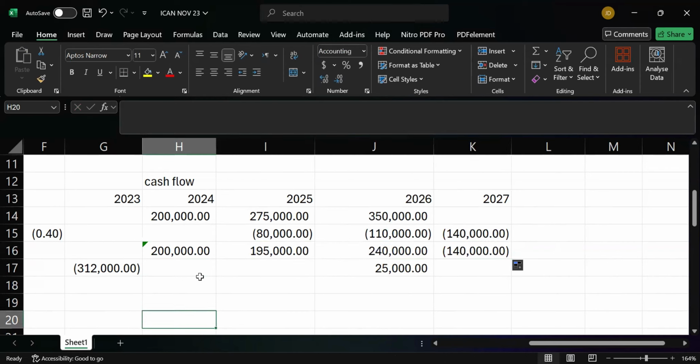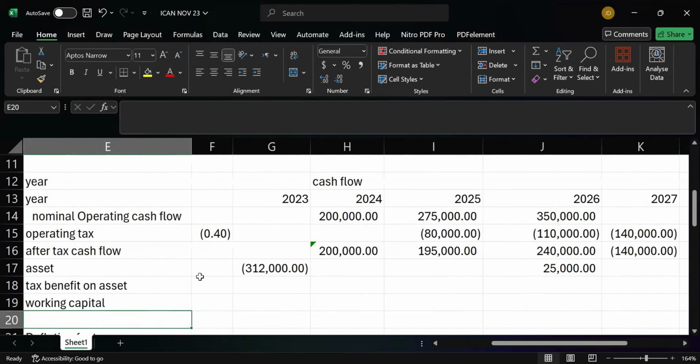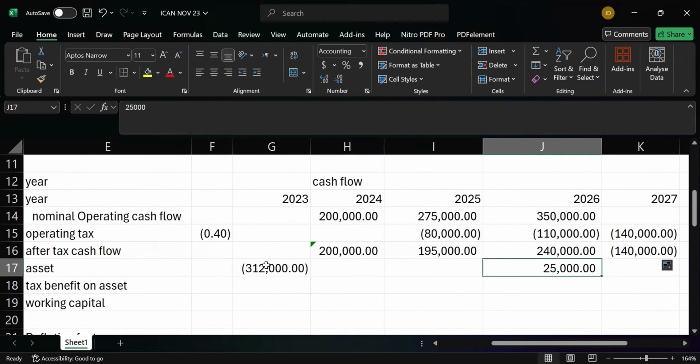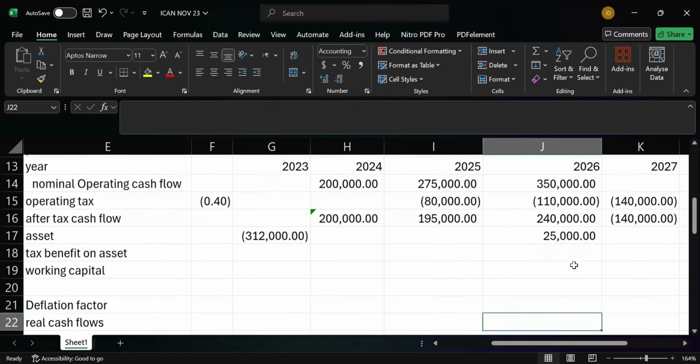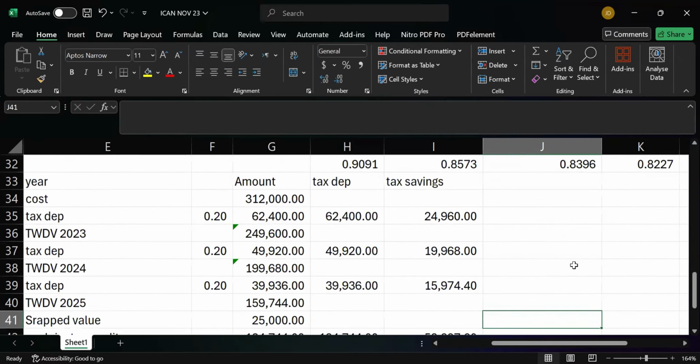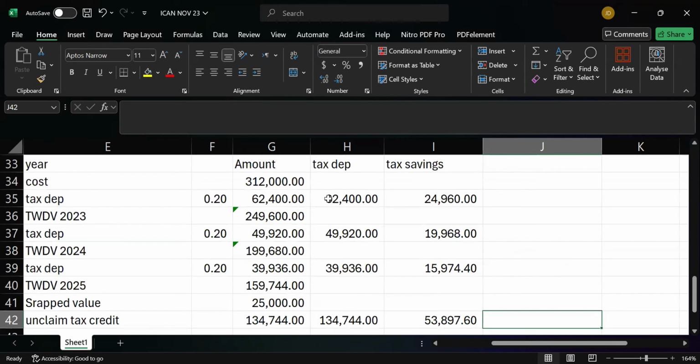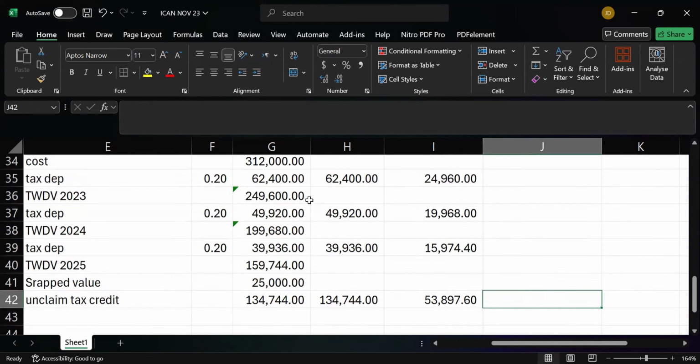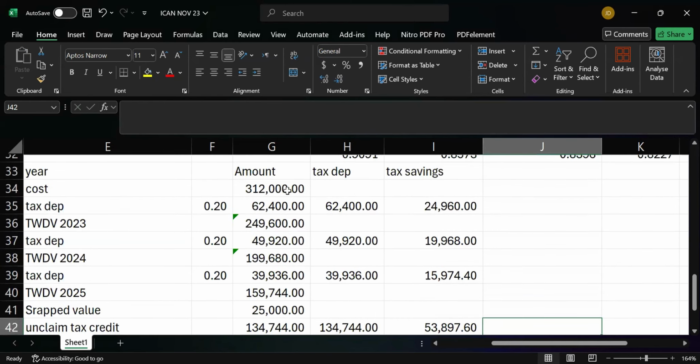All right. So now, the next, we still have the assets, which is 3.1 million, and the scrap value will be 25,000 at the end of the year. So let me do the calculation for the tax benefit on the assets at 20% reducing balance. Okay. So this is the calculation here. But let me just repeat what I did, because I'm assuming you already know this since it's a revision class. So the cost of the asset is 312.